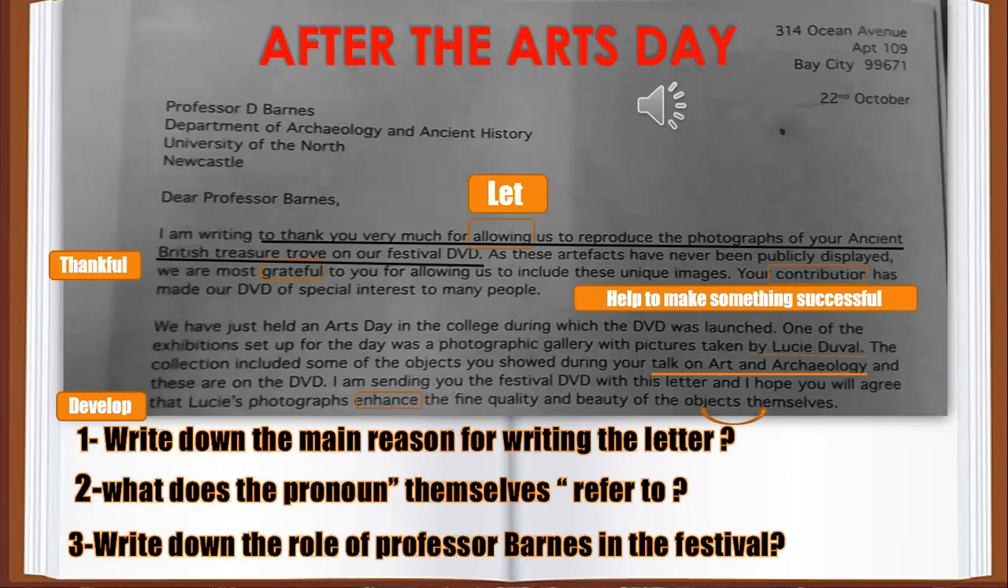Who took photos of all these artifacts? Lucy Duval. Okay, they put these photos in the gallery. What do you mean by gallery? Gallery means a place where works of art are shown. Okay, so these photographs that were taken by Lucy Duval enhance the quality and the beauty of the objects themselves. So Lucy Duval was a professional photographer.